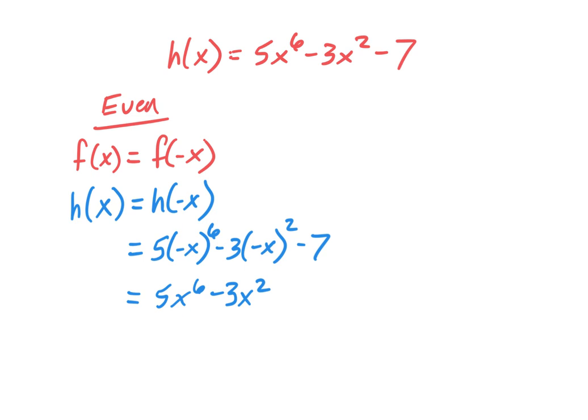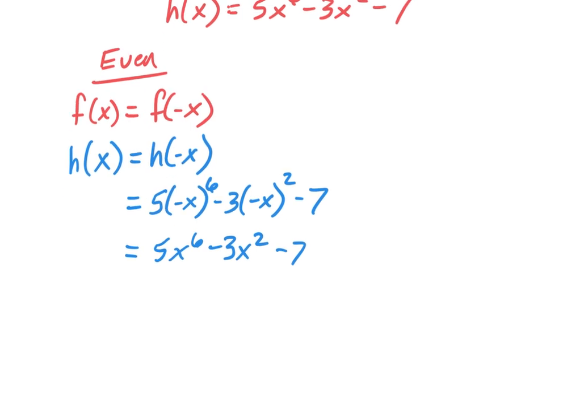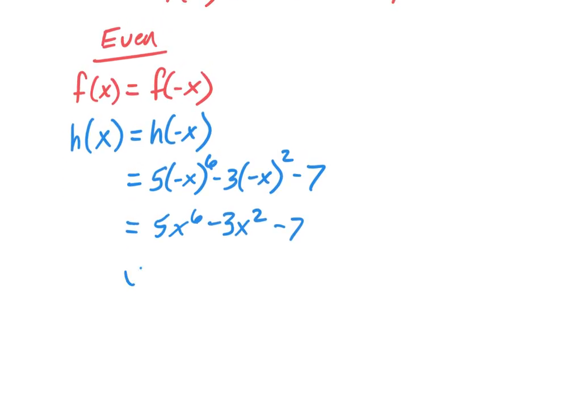It doesn't make the 3 positive, right? Only what's inside the parentheses. So this is still a negative 3x squared minus 7. Is this function the same as what I started with? Yeah, okay? So if these two, h of x and h of negative x, are the same, then we would say that this is even. This is an even function.